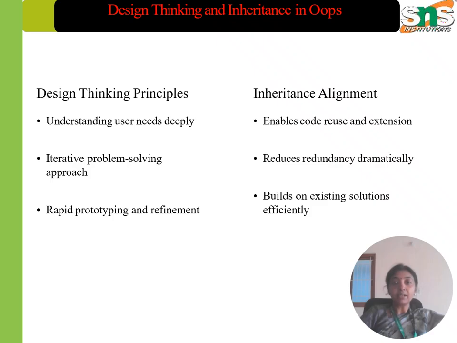Inheritance alignment: enable code reuse and extension, reduce redundancy dramatically, builds on existing solutions efficiently. Object-oriented programming is better than structured programming like C because of the concepts of inheritance, polymorphism, abstraction, encapsulation, objects and classes. These are all the main reasons why we are going for the OOPS concept. Now we are going to see about inheritance.